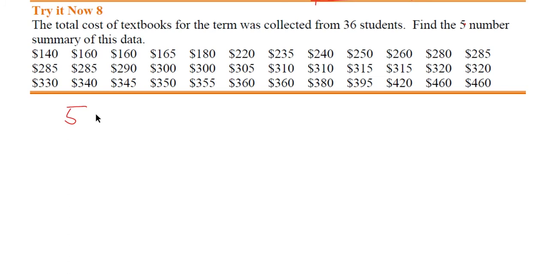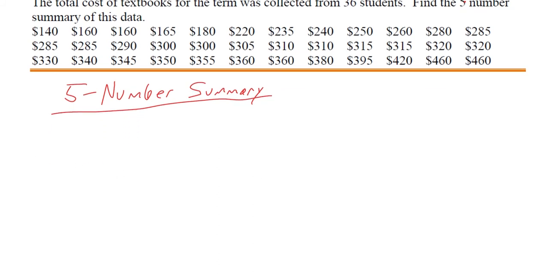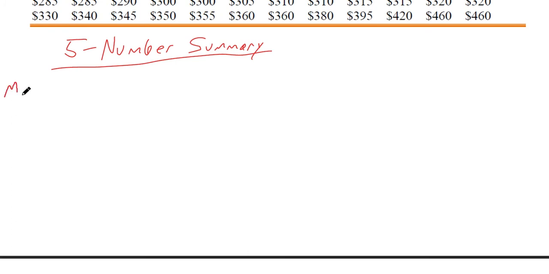A 5-number summary is, as you may expect, 5 numbers. And it's 5 numbers to help represent both the center and the spread of the data. The 5-number summary is made up of these 5 numbers specifically. First the minimum, then what we call quartile 1, or the first quartile, the median, quartile 3, or the third quartile, and the maximum.